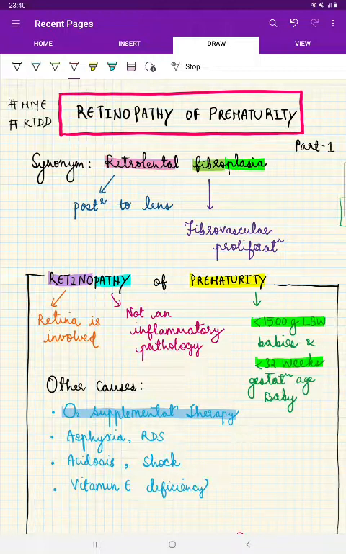In this video, I've made the entire process. This is the process of retinopathy of prematurity, and in the next video, part 2, we will be discussing the treatment and the screening protocols. Without further delay, let us start our discussion.